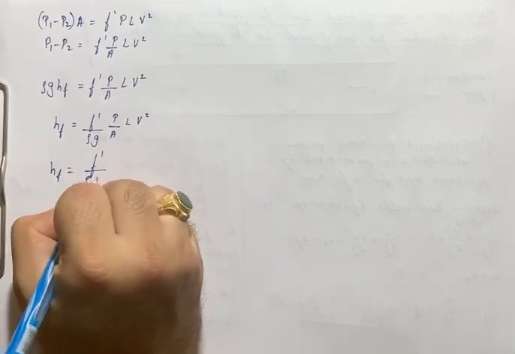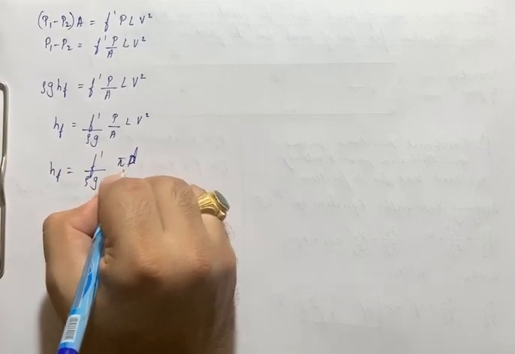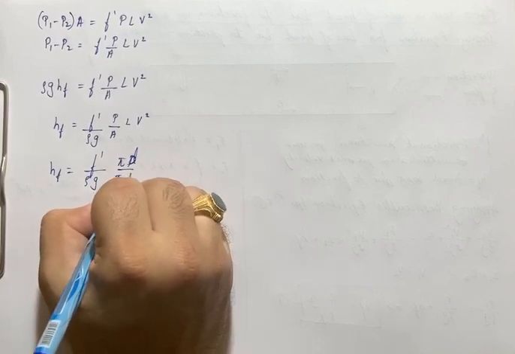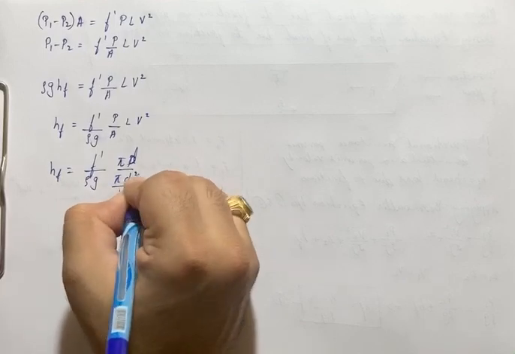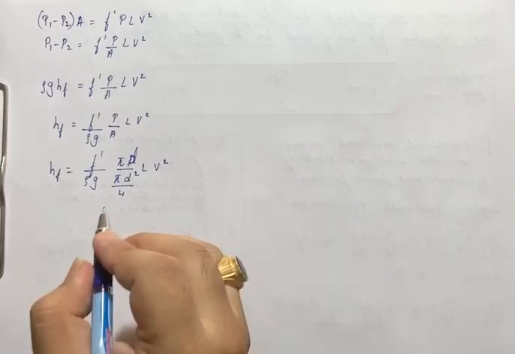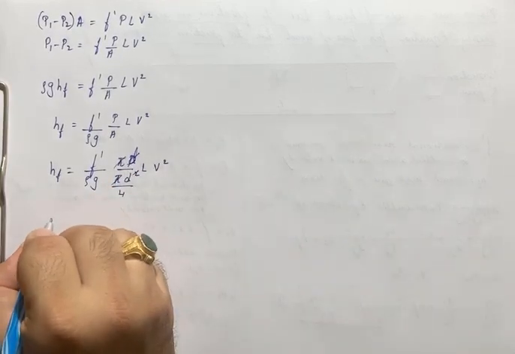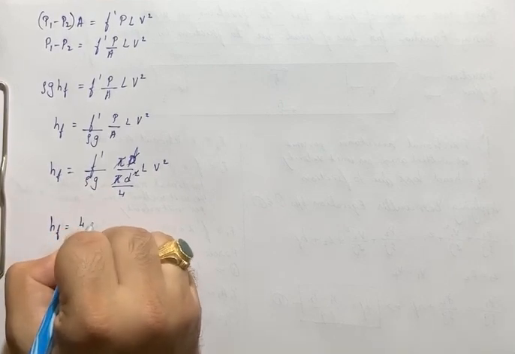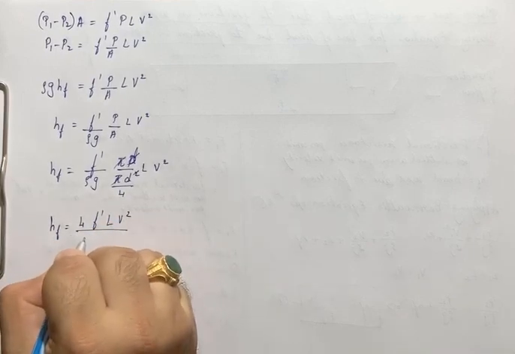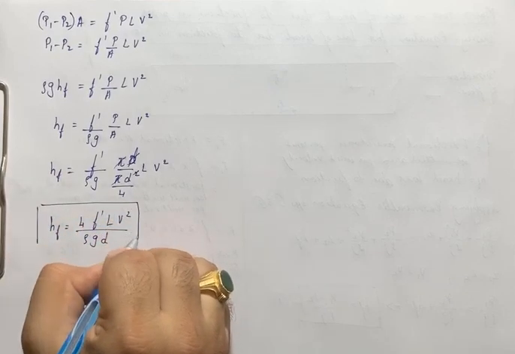F dash divided by rho g into pi d, where this d is a small letter d, pi d divided by area, the cross sectional area, that is pi d square by 4, into L into V square here. Now, pi gets cancelled, d square and d get cancelled, and the remaining will be HF is 4 F dash L V square divided by rho g into d. This is the head loss due to friction.